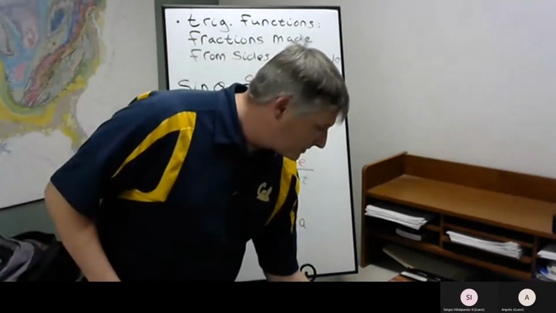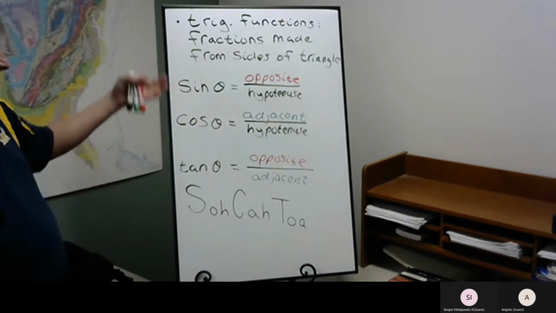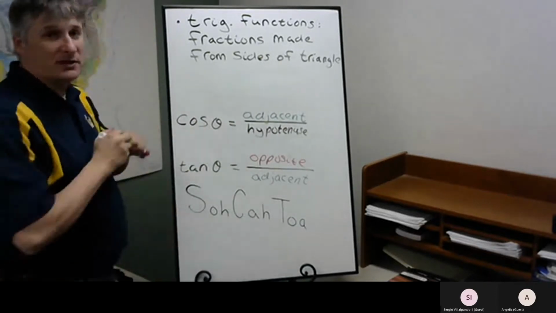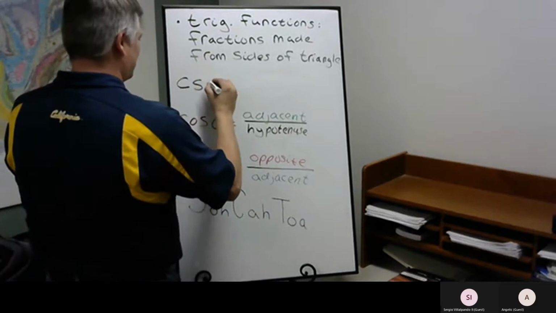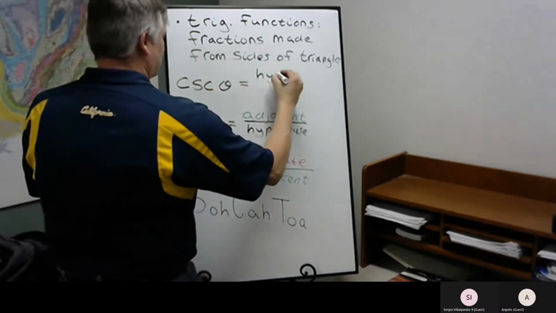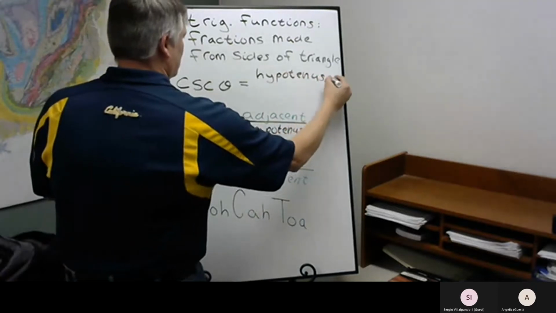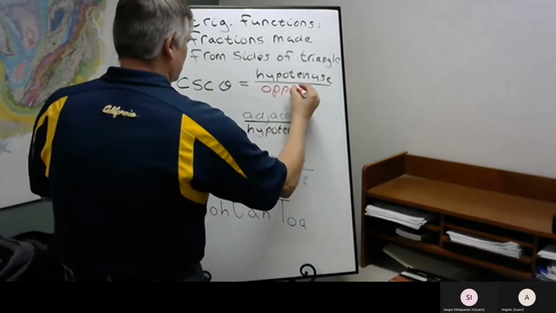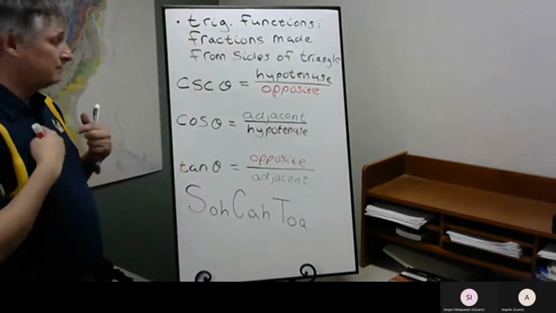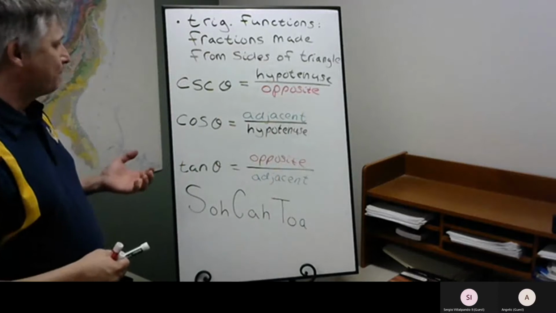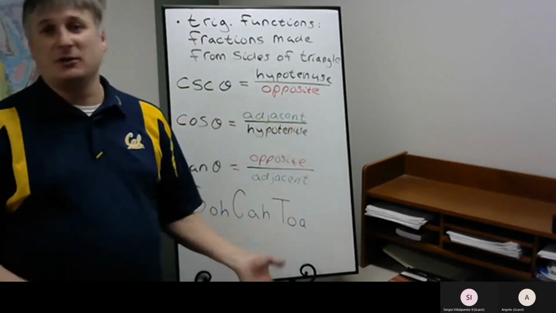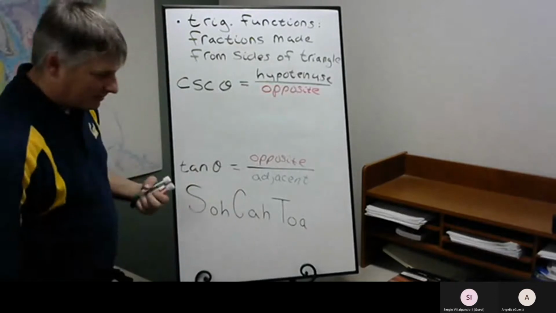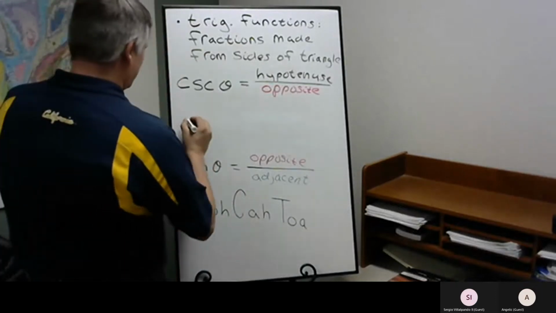Now, there are some other ones. It's not just sine, cosine, and tangent. There are 3 others, and they're basically variations of this. So there's cosecant, which is hypotenuse over opposite. Basically, you take sine and flip it, and you get cosecant. Then there's secant.